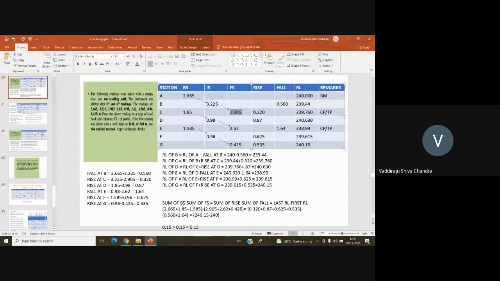So the fourth reading will be the backside, because after intermediates, after the fourth side, the reading taken is the backside. So 1.85 is again I'm copying in the backside. Then 0.98 is again intermediate side. 2.62 is the sixth reading.